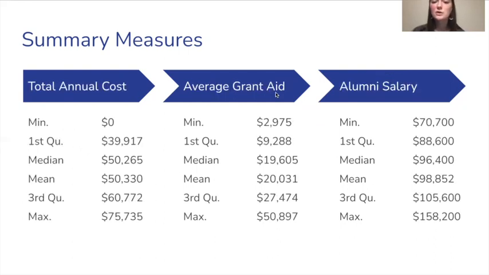Institutions range from $0 to around $75,700 when it comes to the total annual cost of attendance, and both the median and the mean were right around $50,300. Average grant aid ranged from a little below $3,000 to a little below $51,000, and the mean value was right around $20,000. And lastly, alumni salaries ranged from $70,700 to about $158,000, with an average of almost $99,000.